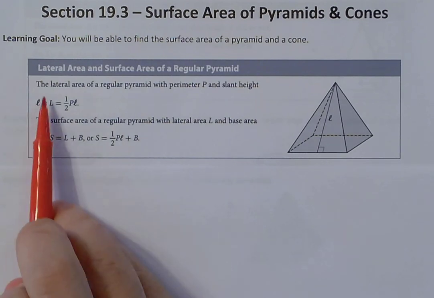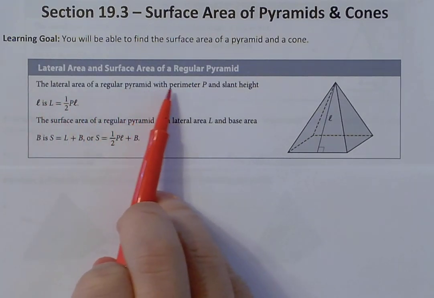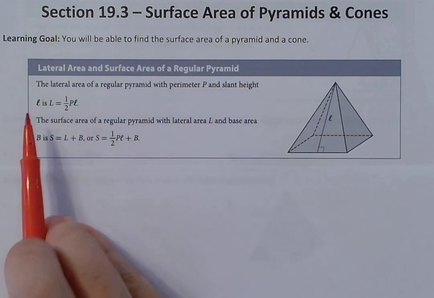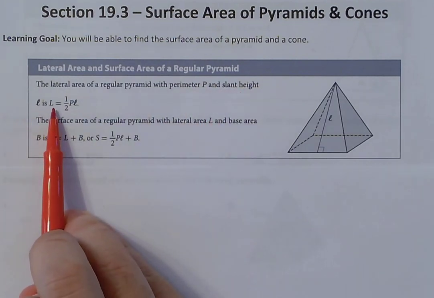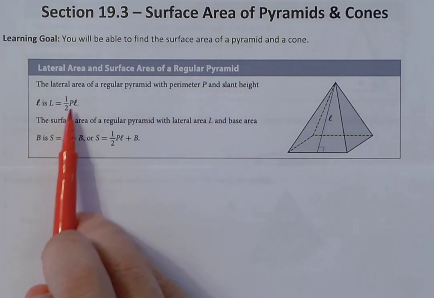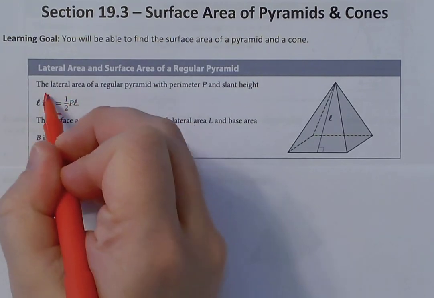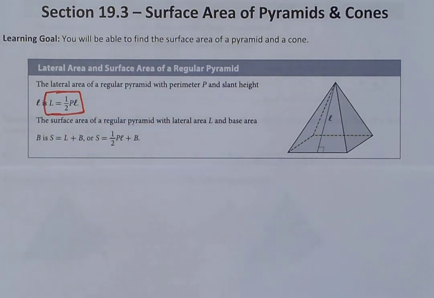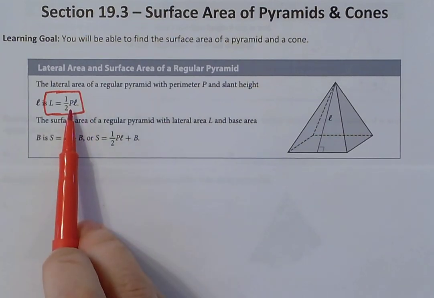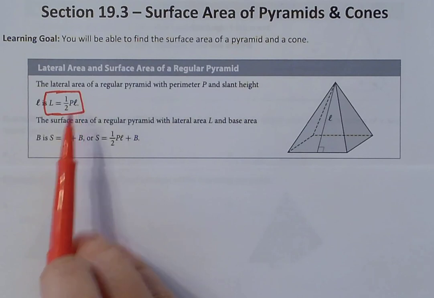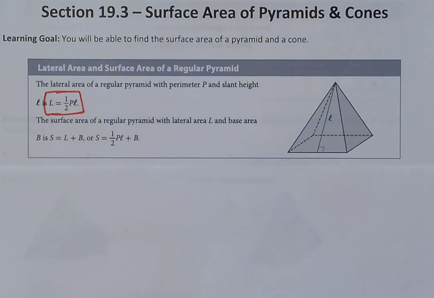All right, the lateral area of a regular pyramid with perimeter P and slant height l is L equals 1/2 P times l. So this lateral area formula is what we use to figure out the lateral area of a pyramid, where it's 1/2 times the perimeter of the base times the slant height. So that cursive lowercase l is the slant height.